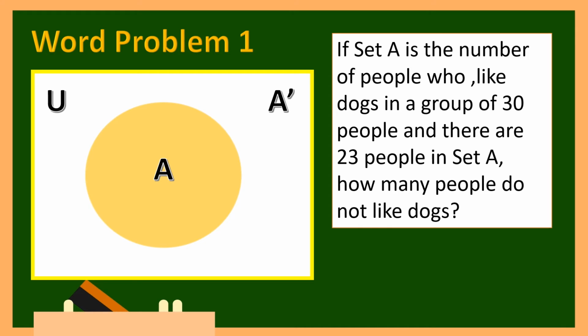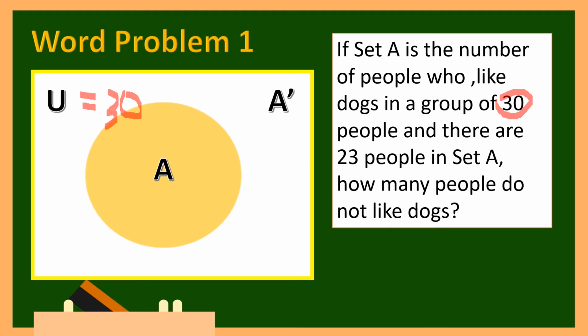So, ito daw yung ating universal set. Then, ilan yung given set natin? Isa lang, which is yung set A. So, analyze natin yung problem. So, based sa given problem natin, ilan daw yung people na tinanong niya about dogs? So, meron tayong 30 people. So, it simply means na yung universal natin is simply equal dapat to 30. Yan, U is equal to 30.